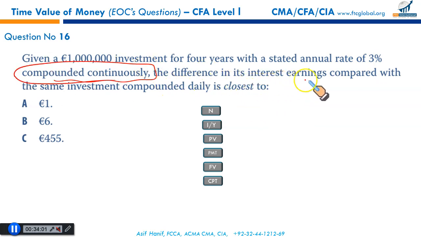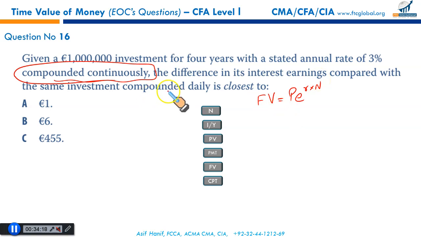The difference in its interest earnings compared with the same investments compounded daily is. Now let us do this question side by side. On one side we have daily compounding, and on the other side we have continuous compounding. I'm sure you know the formula, right?